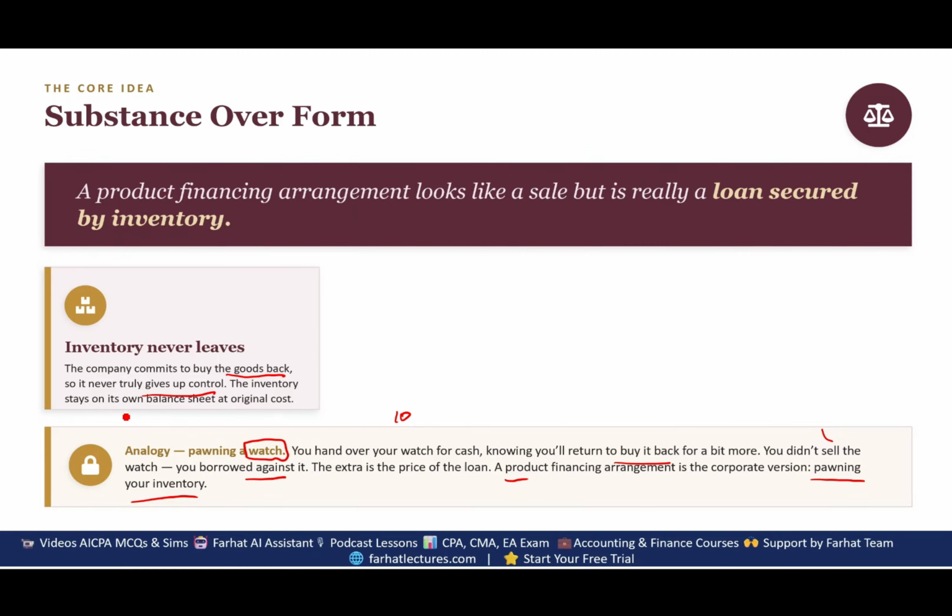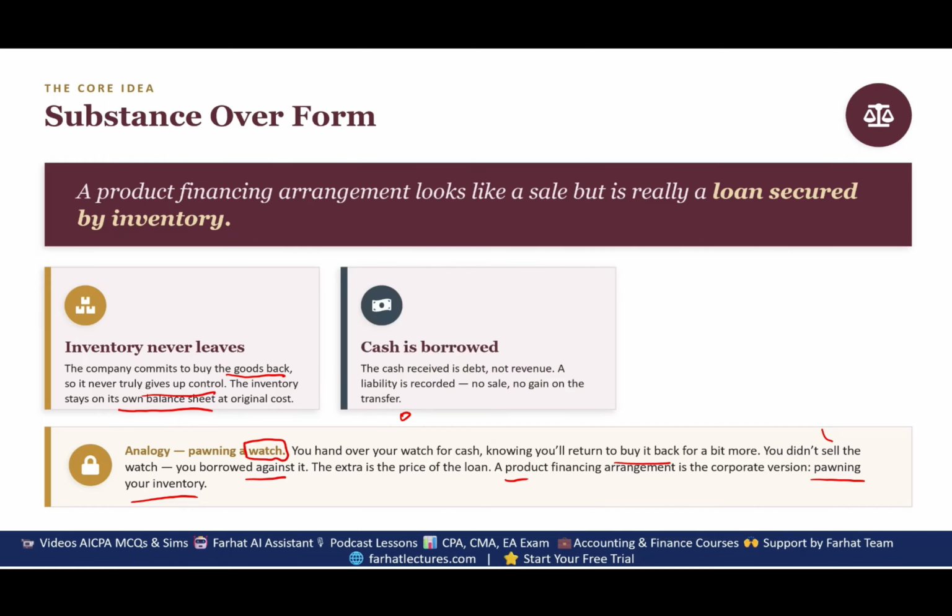The inventory stays on the balance sheet at the original cost, and the cash is borrowed. Now, when we receive cash, we are going to debit cash, but we cannot credit revenue. What we are going to credit, we're going to credit debt, a liability. And as a result, there's no sale, there's no gain on the transfer of that inventory, and that's very important.